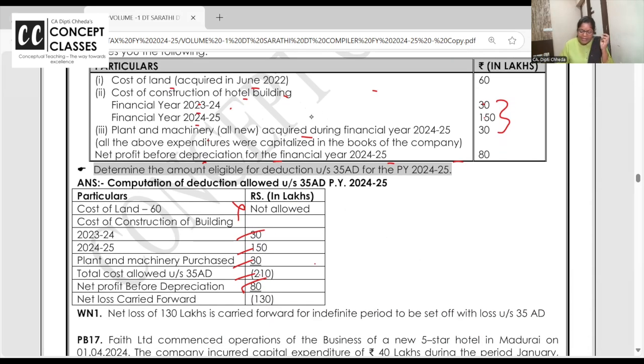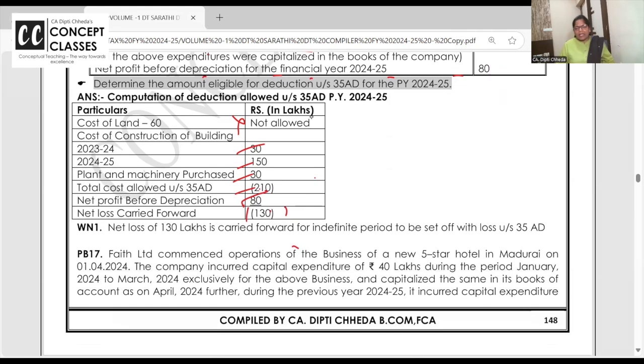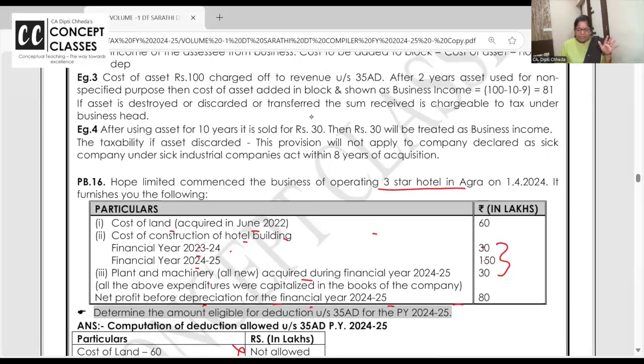210. And your net profit before this is just 80. So there's a loss of 130 lakhs and it is to be carried forward. Okay? Right. Whenever there's a loss due to 35AD, it is to be carried forward for an indefinite period, to be set off only in the specified businesses, but there is no 8 years limit.